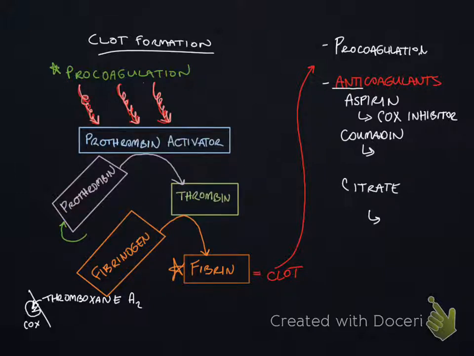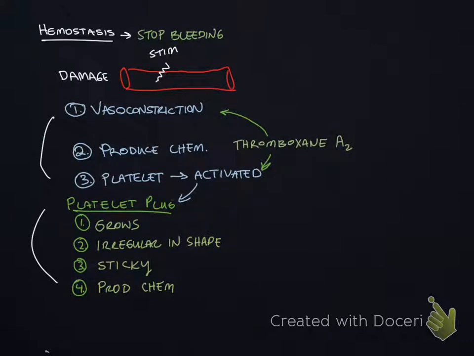And I guess this arrow should be going this way. Aspirin comes in and blocks this enzyme. And if we don't have thromboxane, then we don't get any of this. We don't get clot formation. We don't form this platelet plug, right?